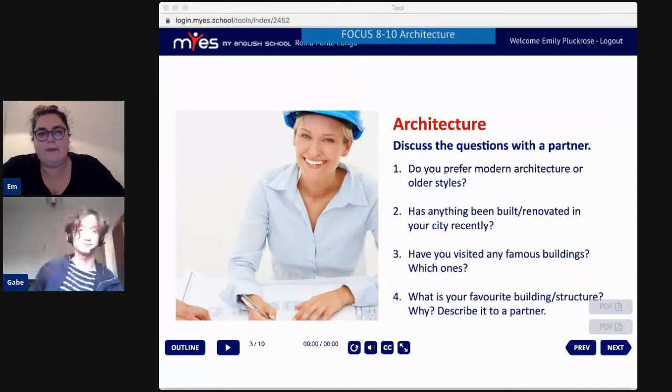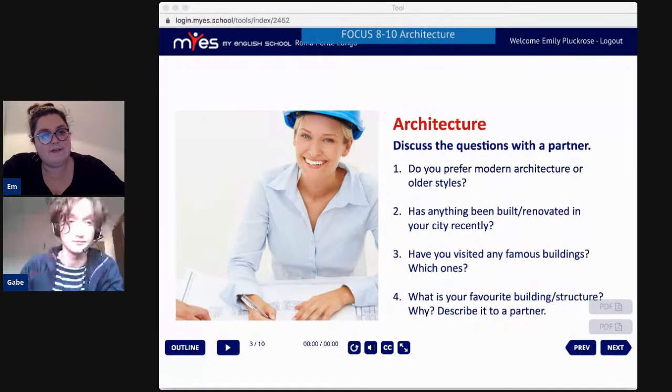What's your favorite? Go on. What's your favorite building or structure, and why? So the students can answer this too. You can tell us, so everybody watching, you can tell us about your favorite buildings in Italy and in your cities. I would be interested to hear about amazing architecture around other places in Italy.